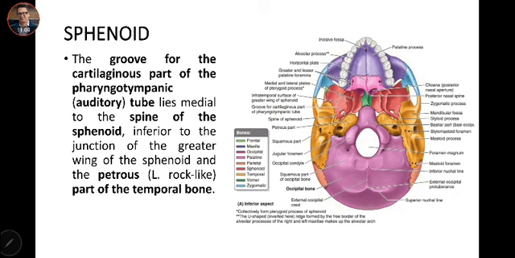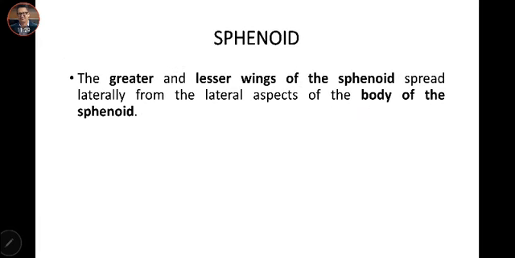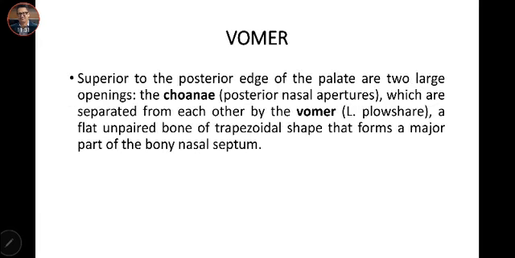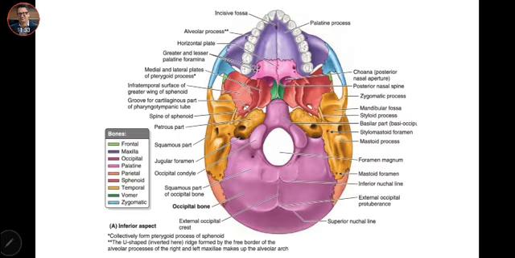This is the spine of the sphenoid, and inferior to the junction of the greater wing of the sphenoid and the petrous part of the temporal bone. This is the petrous part of the temporal bone. This is rock-like, very hard. This is the petrous part of the temporal bone, right? To identify this again, let's move to an even larger full-size picture.